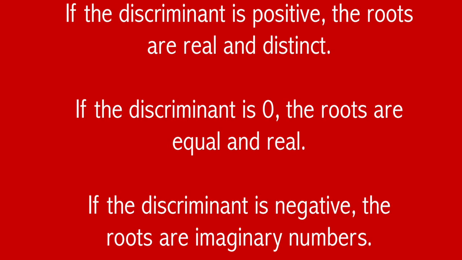If the discriminant is 0, they are going to be real numbers, but the two roots are going to be equal to each other. And if the discriminant has a negative value, so if b square minus 4ac is negative, the roots are going to be imaginary numbers, right? Distinct imaginary numbers.